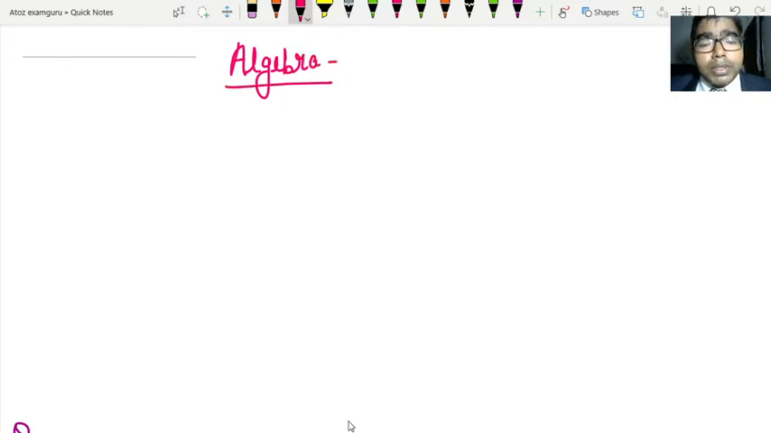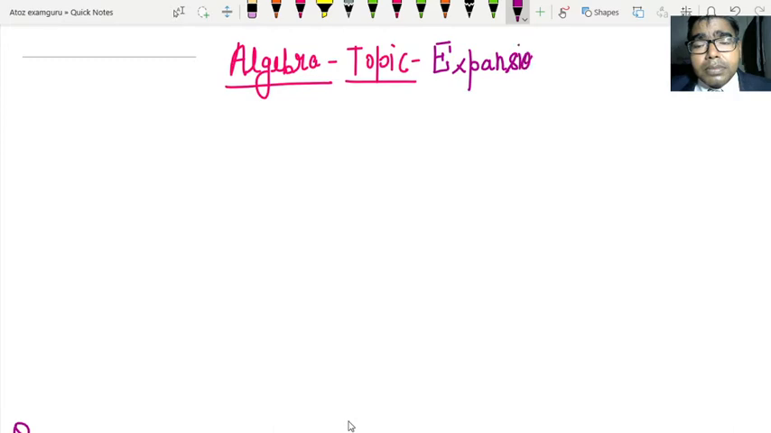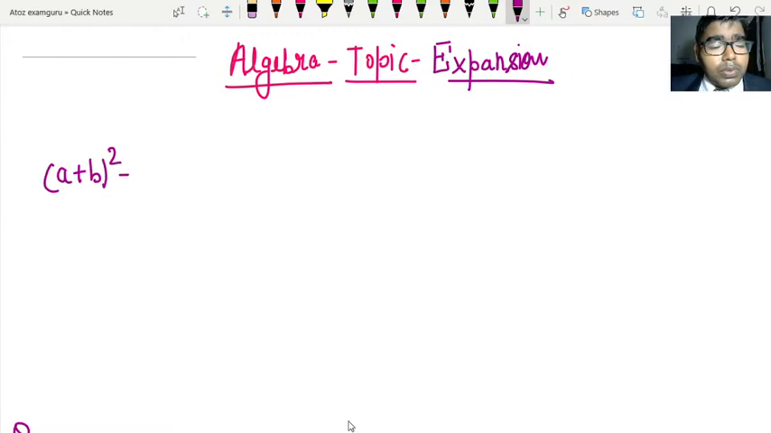and our topic in this is expansion. So the very first formula that is used is (a plus b) whole square. It means (a plus b) into (a plus b).